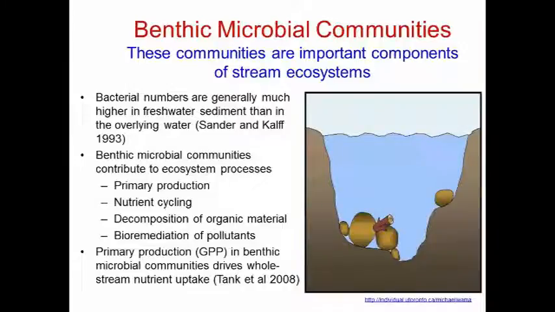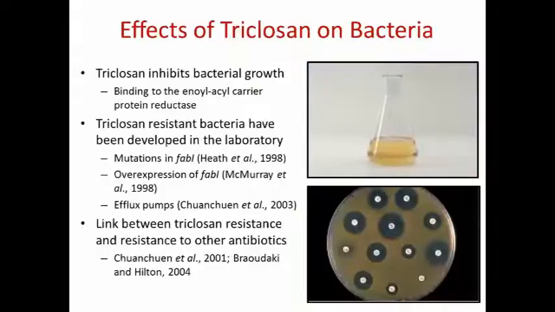And impact on microbes in the benthos is significant ecologically because these organisms contribute a lot to stream function. Right? They drive a lot of the primary production in streams. They drive a lot of the nutrient cycling in streams. So if things are having a negative impact on benthic microbes, that could be significant ecologically.